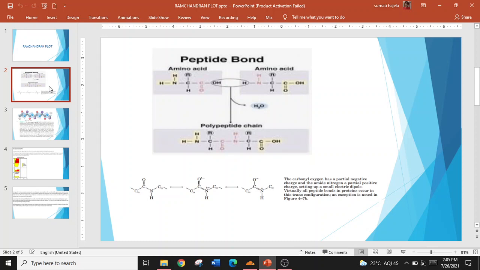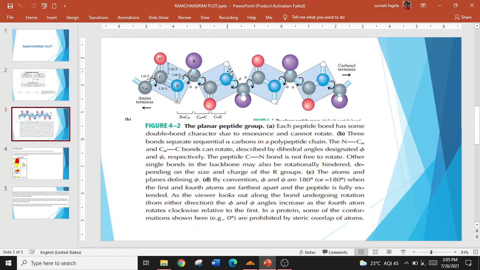Virtually all peptide bonds in proteins occur in this trans configuration, leaving one exception. Now, the backbone of a polypeptide chain can thus be pictured as a series of rigid planes separated by substituted methylene groups, CHR. CHR is in between them, and these rigid planes are attached one after another, as long as the peptide is.